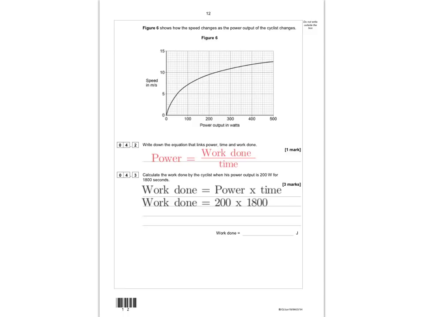So here are the substitutions, you can see them on the screen now. So work done is power times time, so work done is 200 watts multiplied by 1800 seconds. If you put that into your calculator, you get the correct answer of 360,000 joules. So an answer of 360,000 joules will get you all 3 marks. The first mark was for rearranging the equation and substituting the numbers correctly. So this step here will get you 2 marks, and that one there will get you the third mark.